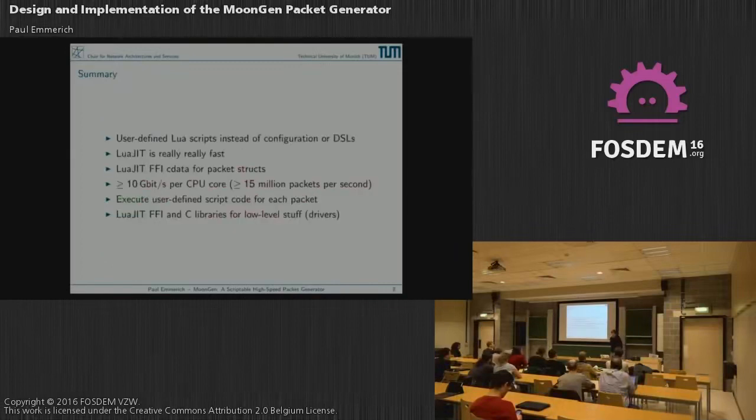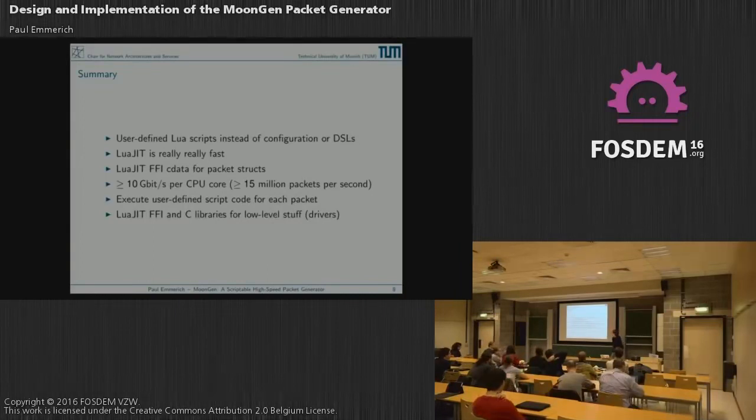Okay, to give a quick summary, what we are doing is we use user scripts instead of some complex configuration. Then LuaJIT is fast, really fast. And when I say fast, I mean more than 50 million packets per second per CPU core. I've successfully tested this with up to 100 gigabit Ethernet, and it works at these high speeds. Of course, you need 10 CPU cores to do that. This is something other packet generators fail to do.